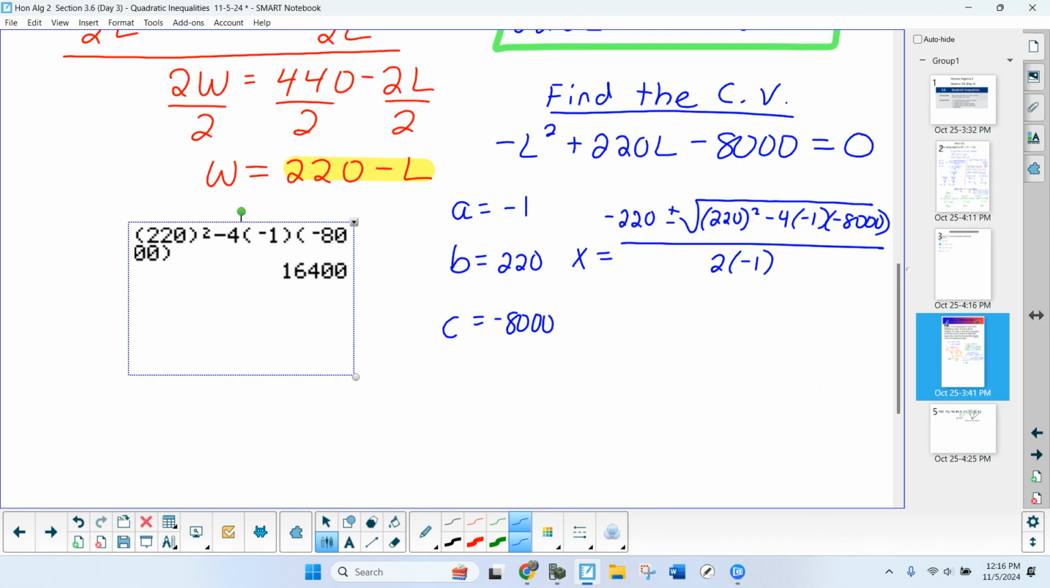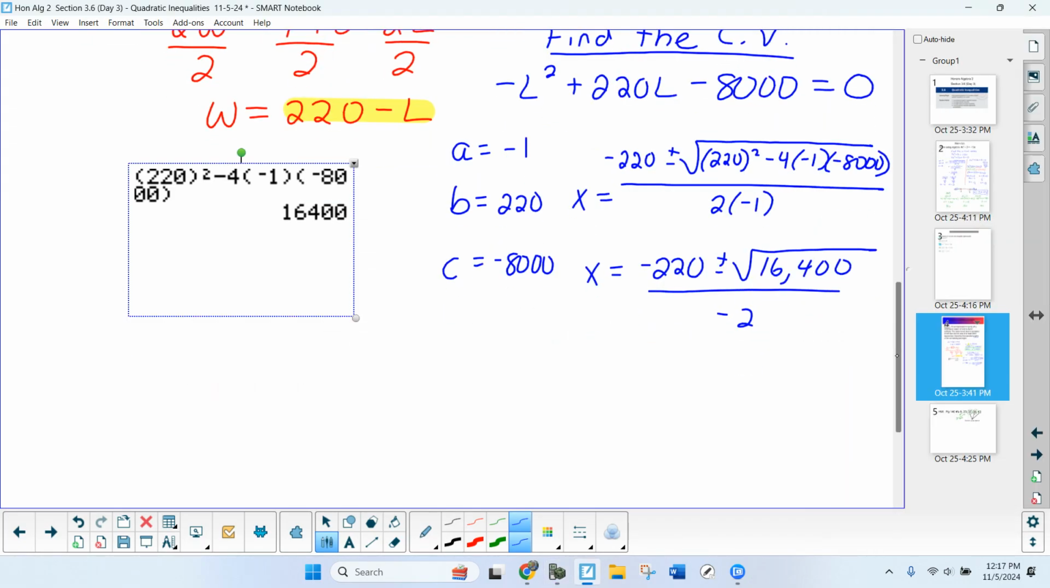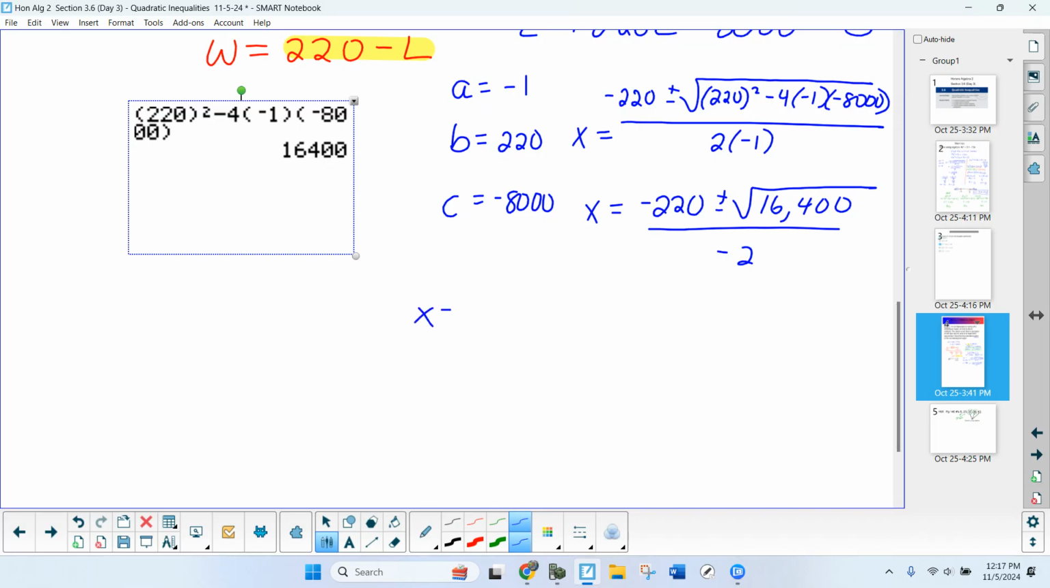We get 16,400. So x equals negative 220 plus or minus the square root of 16,400 all over. Is that a perfect square? I don't know. Let's find out. It doesn't matter. Either way, we have to figure out what it is. So take the square root of 16,400. It's 128 point what? Let's go to 2 decimal places. 128.06.